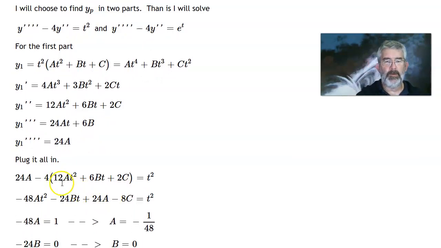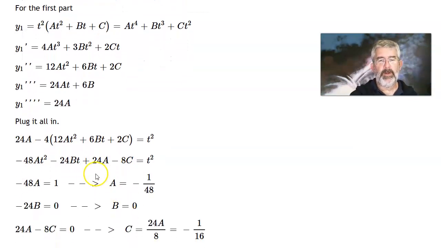Rearranging some things here, so the t squared is a minus 48a t squared. There's a negative 24bt there, and that's it for the t's, and then there's a constant of 24a, and there's a constant of minus 8c right here. If this polynomial on the left-hand side is equal to the polynomial on the right-hand side, then all the corresponding coefficients have to be the same. So I need that the coefficient in front of the t squared here equals the t squared there. So negative 48a has to equal 1.